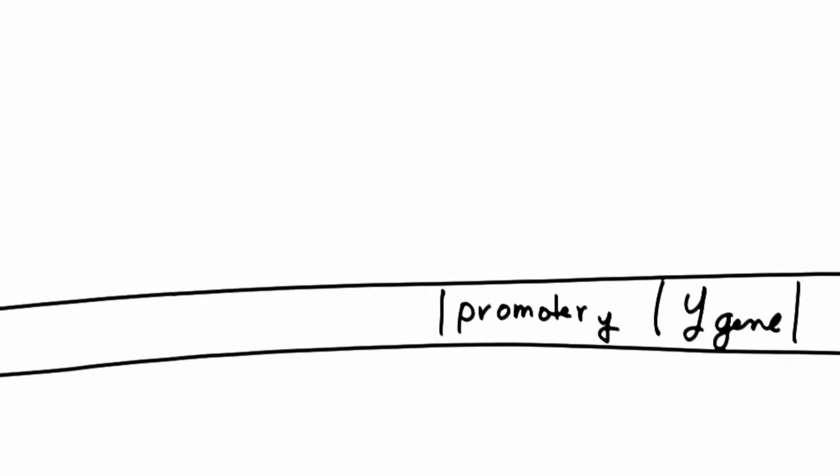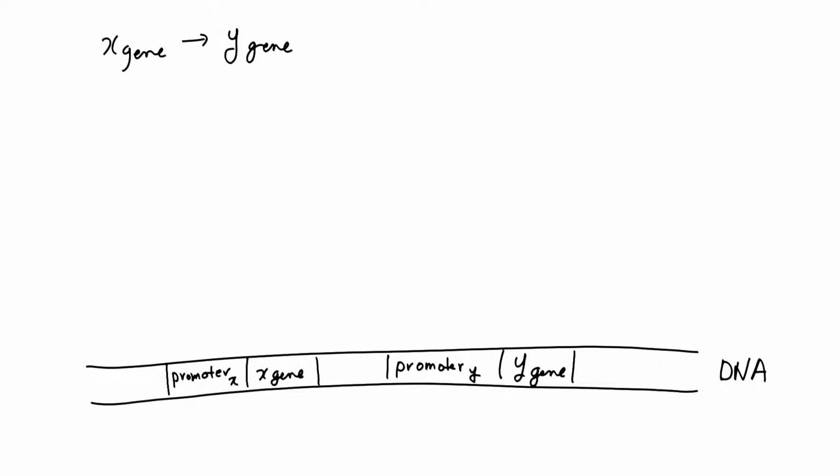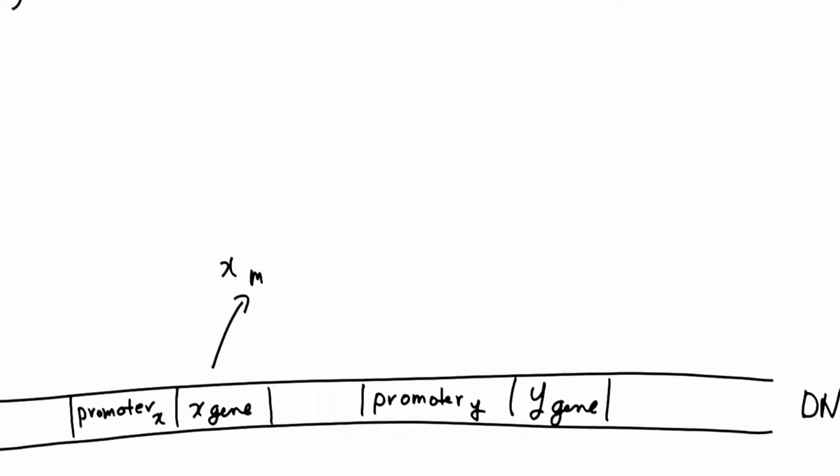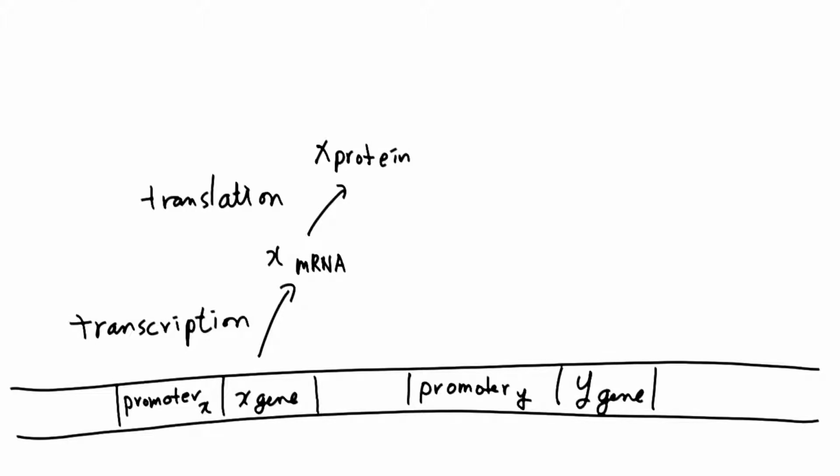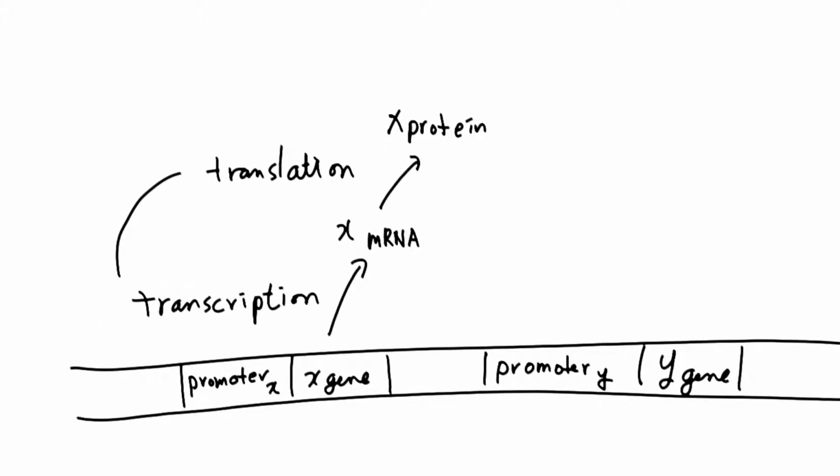We have also the X gene and the promoter for the X gene. Although we are talking about gene regulatory networks, or interaction between genes, genes cannot interact directly with each other. They interact through the proteins that they make. I'm going to explain how this works. From the X gene, X messenger RNA is made, and this process is called transcription. And from messenger RNA, protein is made. So we have X protein, and this process is called translation. These two processes together are called gene expression.